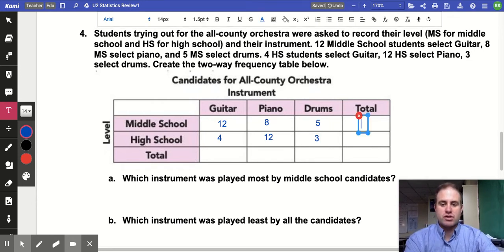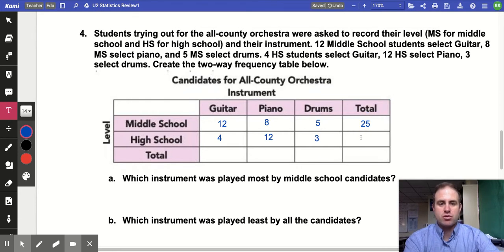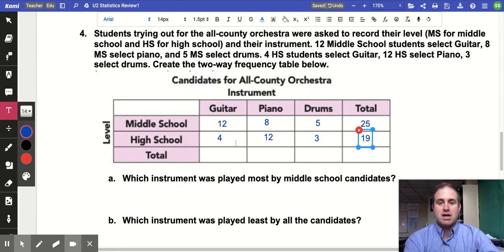We can go ahead and total these up. There are 25 middle school students trying out versus 19 high school students. We'll have 16 total playing guitar. We'll have 20 total playing piano, 8 total playing drums, for a total of 44 people.